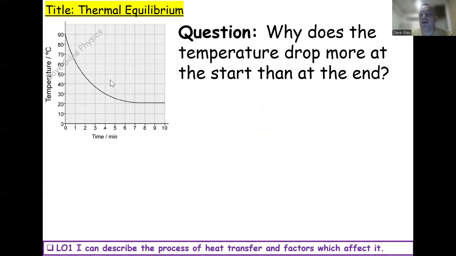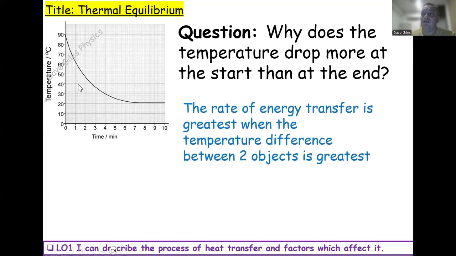So the reason it drops more at the beginning is because there's a greater difference in temperature between the two objects. In this case, the two objects are the air and the cup of boiling water. By the end, it reaches 21 degrees Celsius, which is the room temperature. At the start, it starts off at about 90, so the difference in temperature is around 69 degrees.